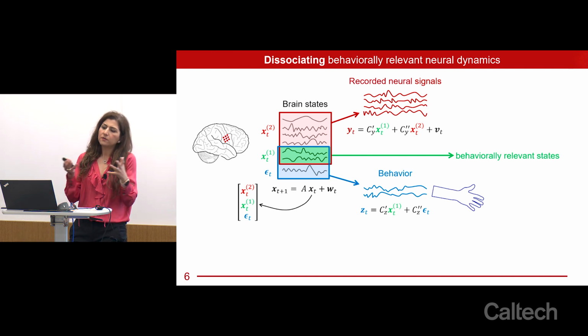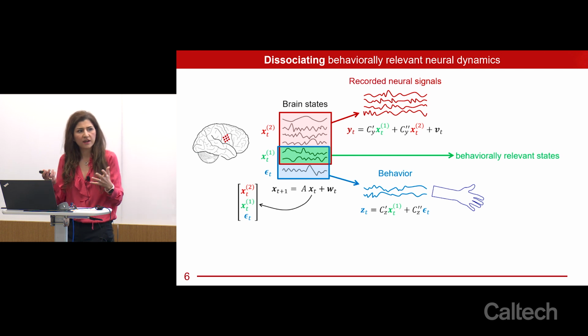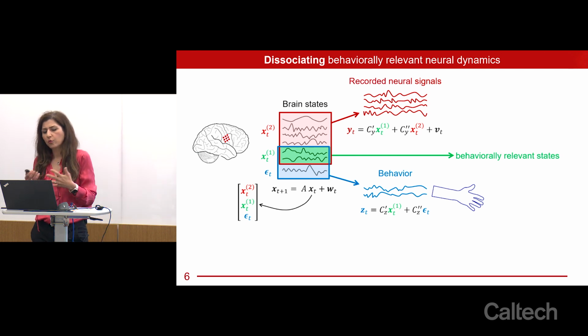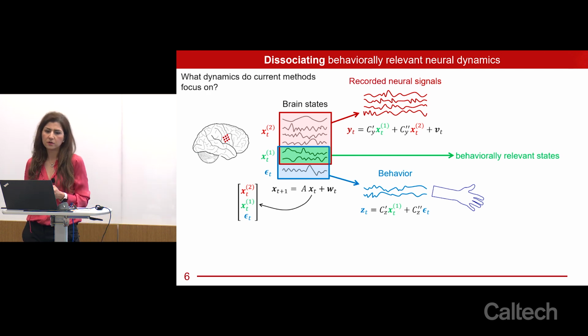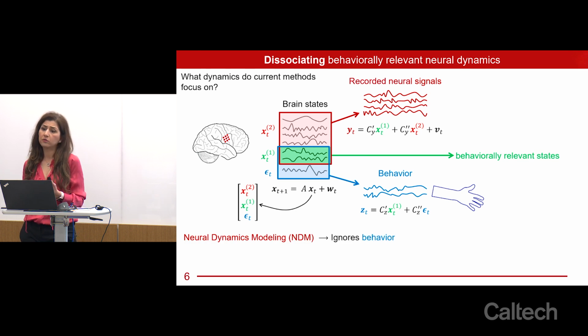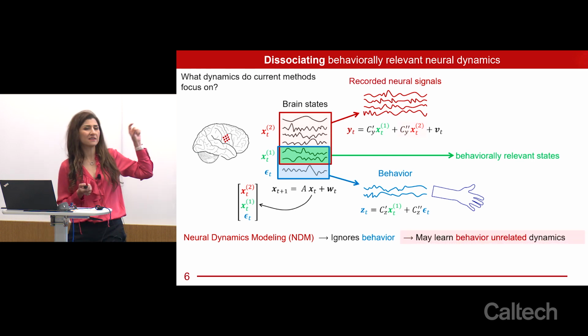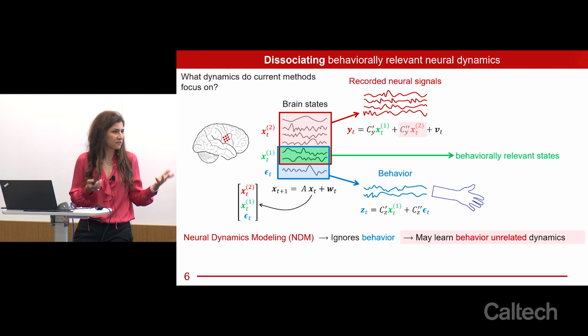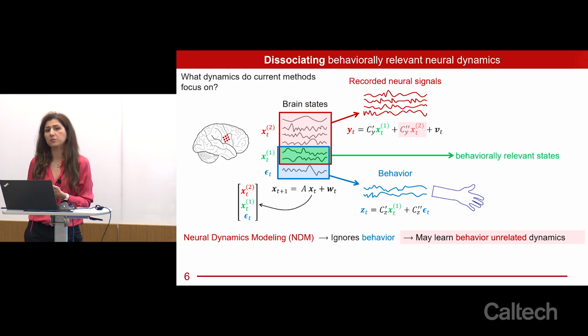Now, let's see why it's important to train a dynamical model jointly. What do our current training methods do? We have neural dynamical models that are trained unsupervised with respect to behavior. The issue is that these models may actually extract those red states that, while of course they exist in neural recordings, may not be behaviorally relevant and can potentially confound the extraction of the green states that we are actually interested in.